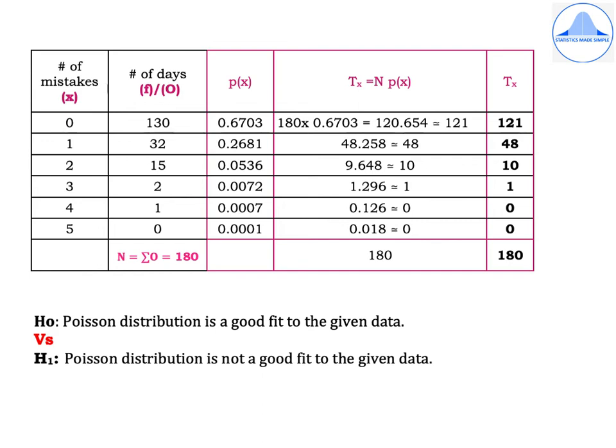So this part completes the first part of the question, that is you have to fit a Poisson distribution, and this would give us 5 marks. Now we have to check whether Poisson distribution is a good fit to the given data or not. So let us write down H naught. Poisson distribution is a good fit to the given data versus H1, Poisson distribution is not a good fit to the given data.